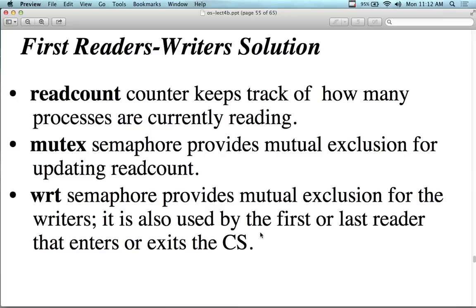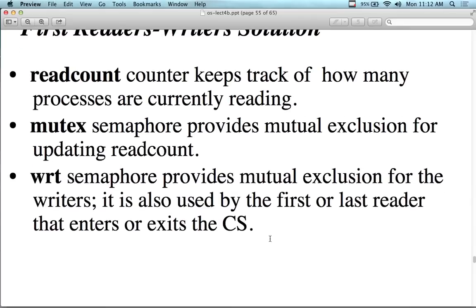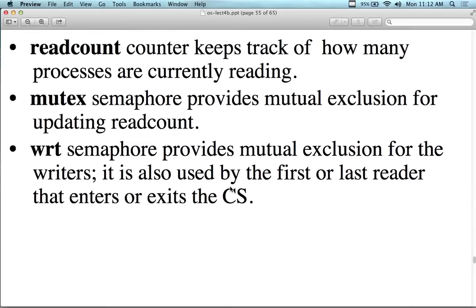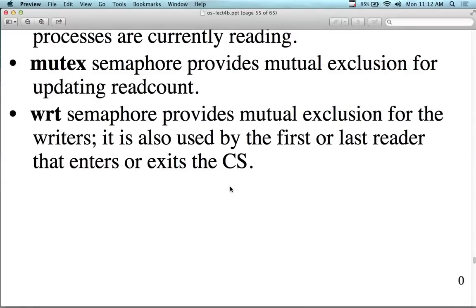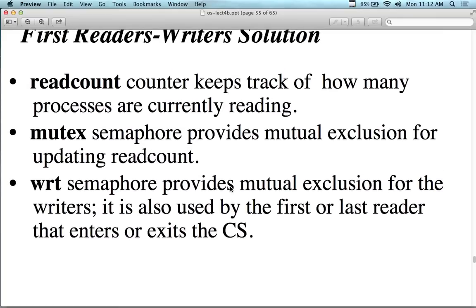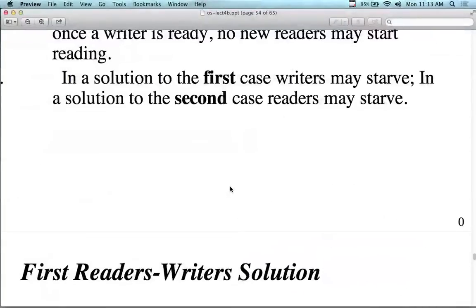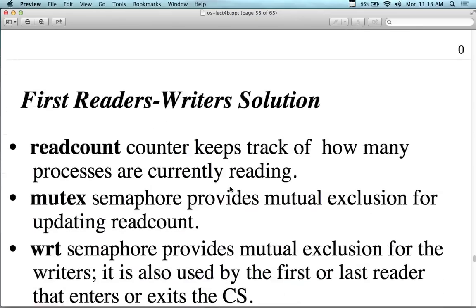All right, then we have this mutex concept. The mutex semaphore provides the mutual exclusion for updating the read count, so the read count gets updated correctly. Each one of the reads will increment it. And then the write semaphore might be used to provide mutual exclusion for the writers. It's also used for the first and the last reader that enters into or exits out of the critical section. So it's a counter, again, that keeps track of the write activity. That's how the reader and writer scenario happens with databases.